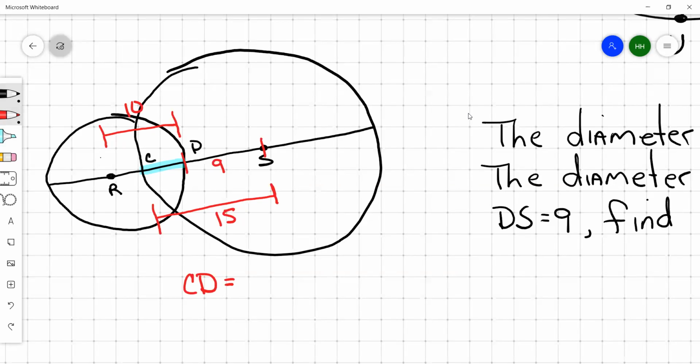If S to C is 15 and S to D is equal to 9, then isn't CD equal to 15 minus 9? Everybody see that? That entire radius right there is 15 units. But this piece, this much of it, is 9 units. So that leaves 15 minus 9 units left. So CD is equal to 6.